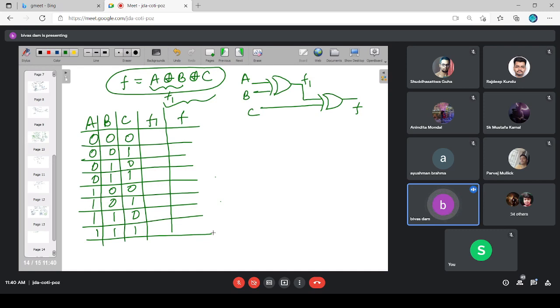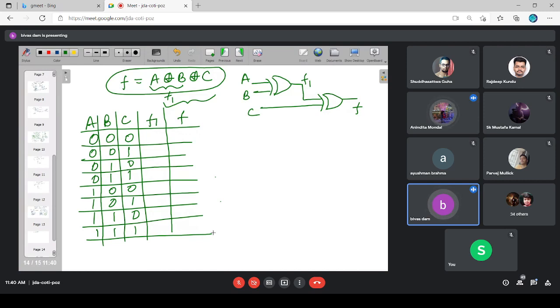Let me first find out F1. What is your F1? What is F1? So 0, 0, 1, F1 is 1. F1 is A XOR B.